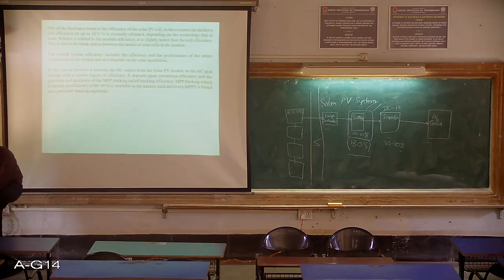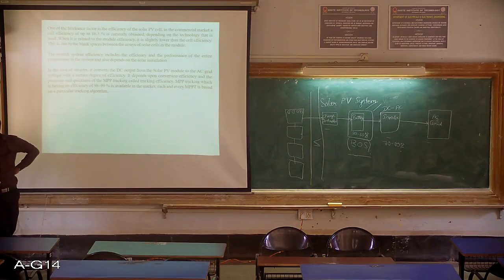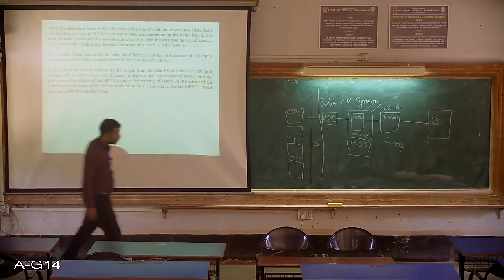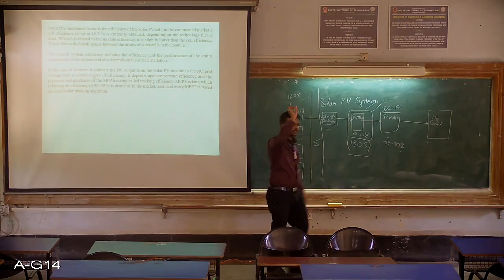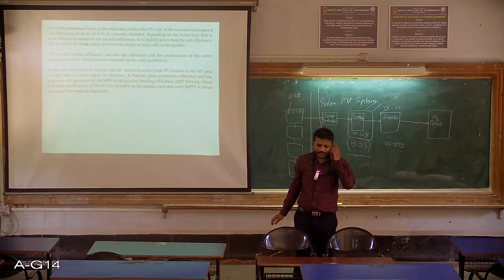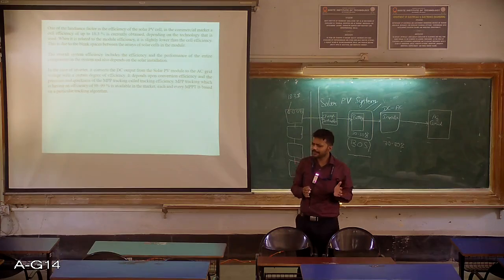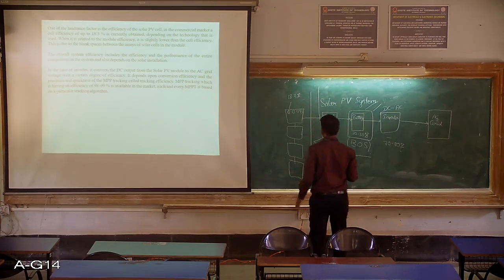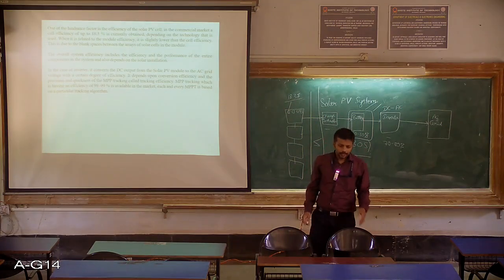One of the hindrance factors which exists is the efficiency of the solar PV cells. In the commercial market, cell efficiency is up to 18.3%. So each cell can have 18.3%, and this efficiency is not constant. It depends on the material and the manufacturing company also. And nowadays, 18.3% solar cells are available in the market.